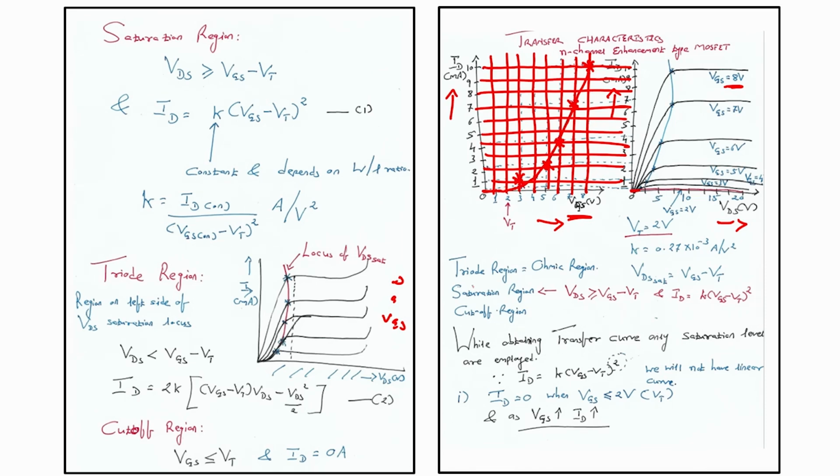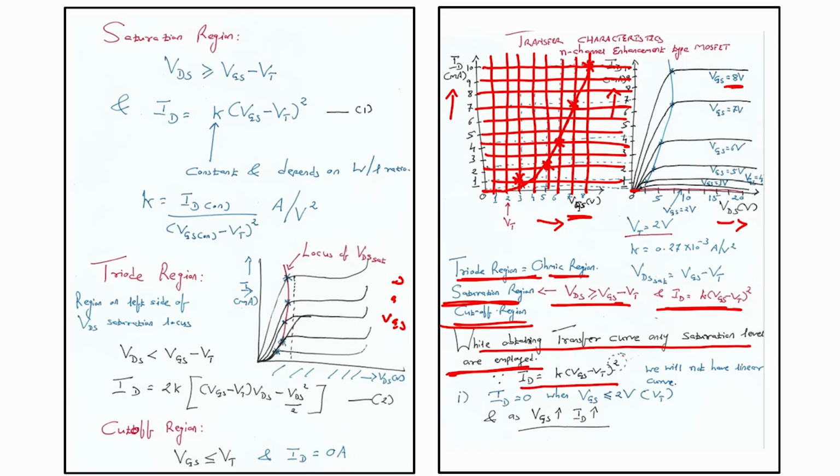Now, the triode region is nothing but your ohmic region. Saturation region, you know, VDS is greater than VGS minus VT and ID equals K times VGS minus VT whole square. Okay. And then there is the cutoff region. So, while obtaining the transfer curve, only saturation levels are employed, because ID equals K times VGS minus VT whole square. So, we will not have any linear curve. Okay. So, this is your transfer characteristics of the n channel MOSFET.